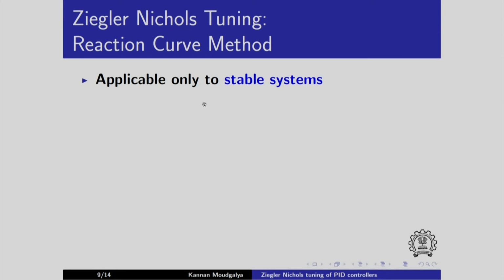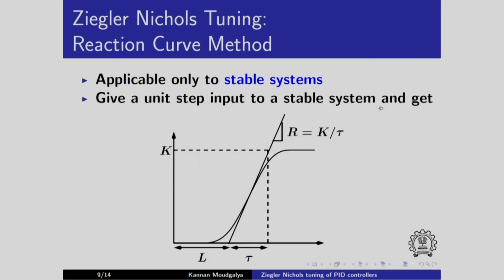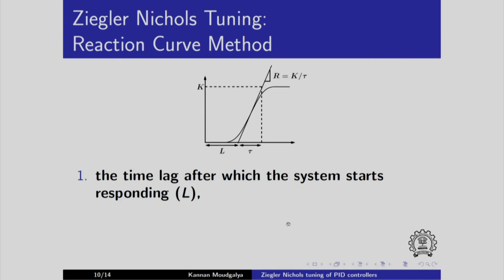We will take up the method called reaction curve method of Ziegler-Nichols tuning. You have to remember that this is applicable only to stable systems. What do you have to do in this? You give a step input to a stable system and get the following curve. This curve is called a reaction curve. Note down these parameters K, L, tau and so on.